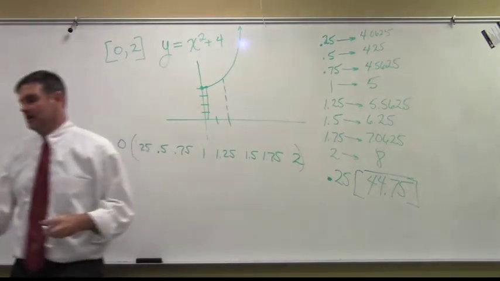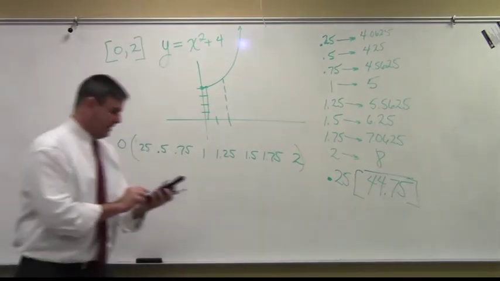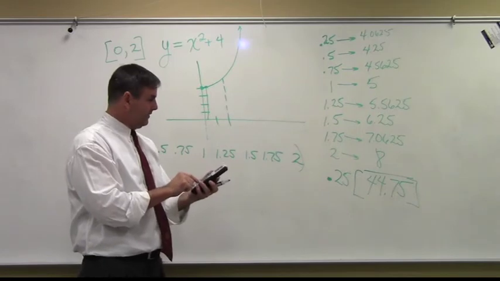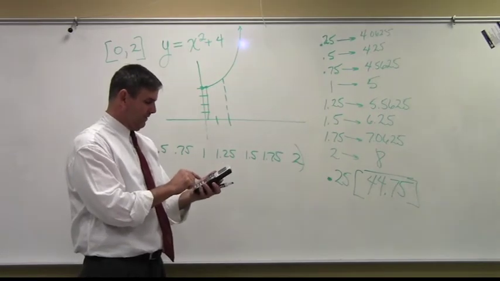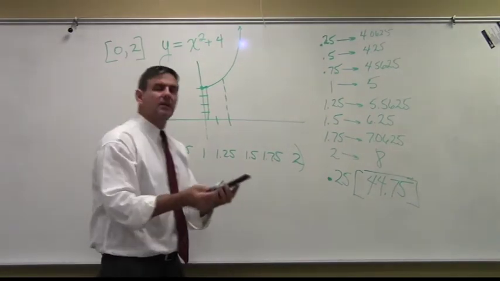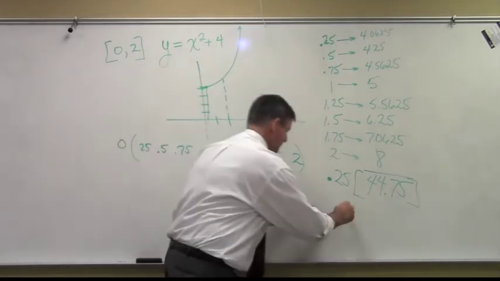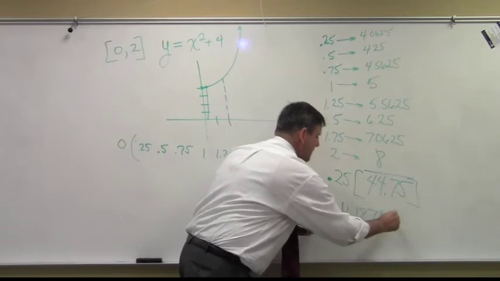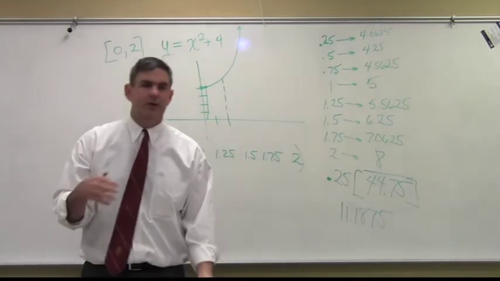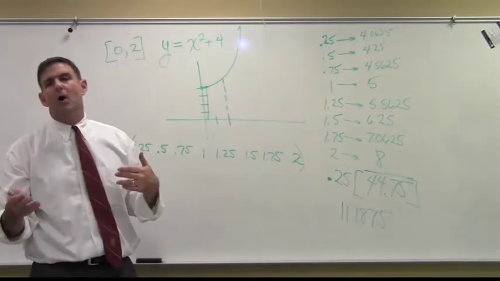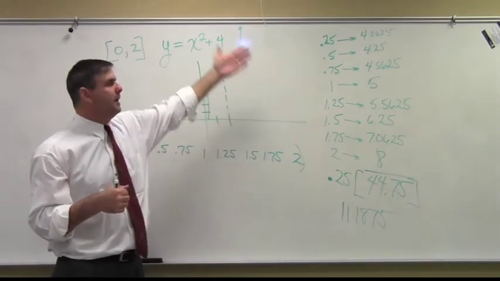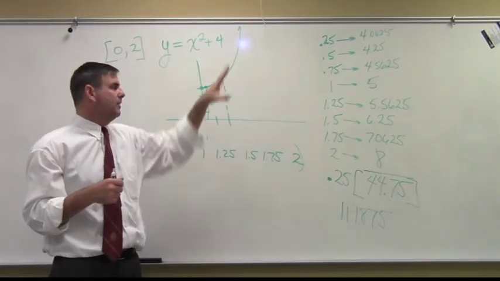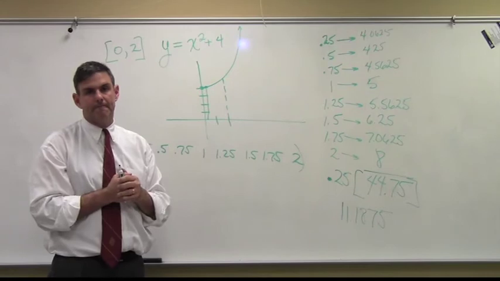So the answer to this on your calculator would be 0.25 times 44.75, which is 11.1875. And of course, the beauty of this film is you can go as slow as you want, you can rewind, but certainly you should be able to follow this, use your calculator, and generate those values.